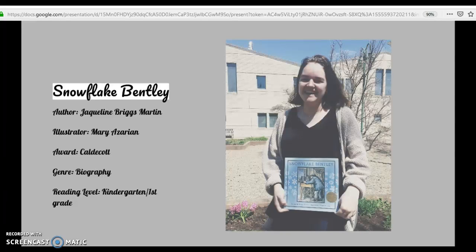There's just something about this book that I really liked. I liked the setup of it. I liked how the illustrations were placed and how on the side of the pages they would have little excerpts of his life. And I just thought it was really cool and a really good book for younger students.